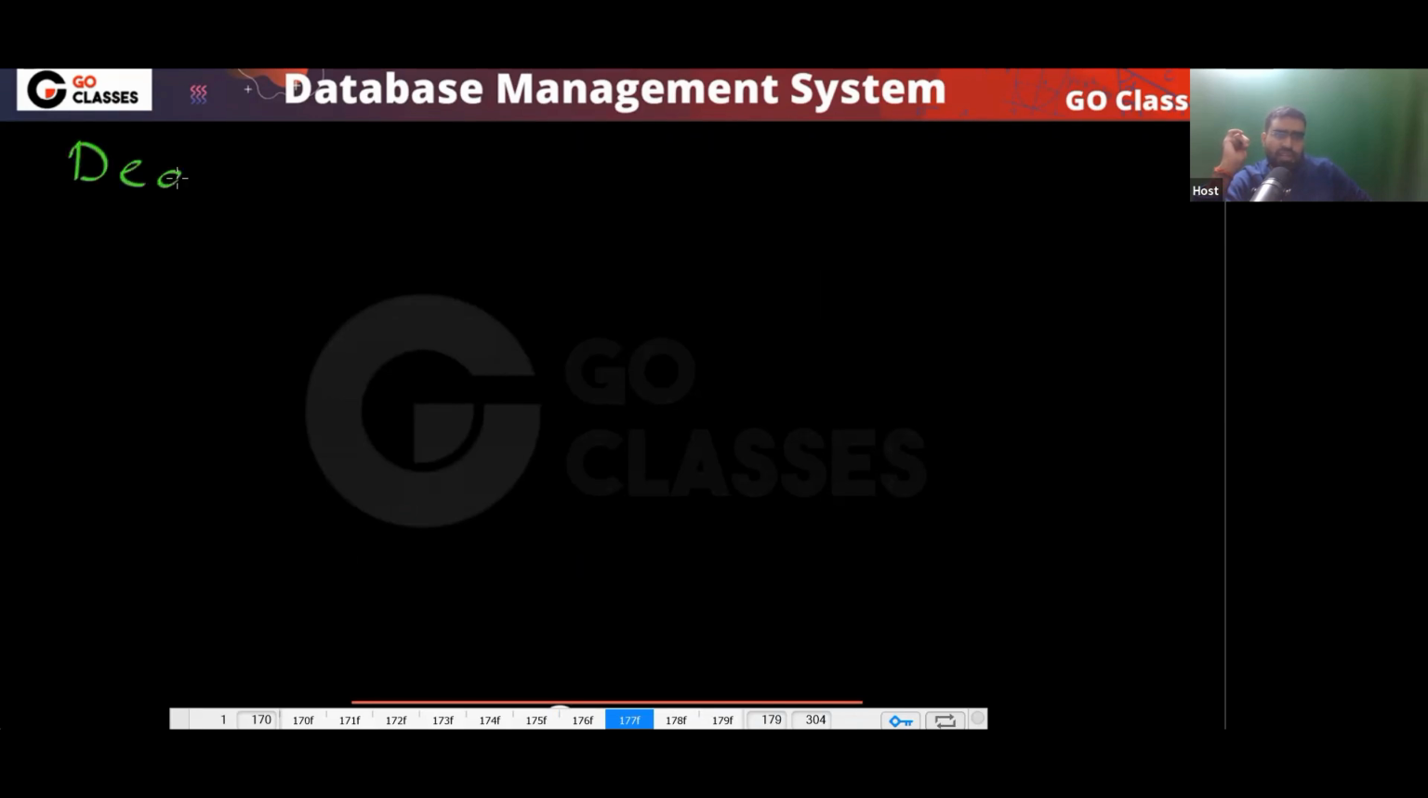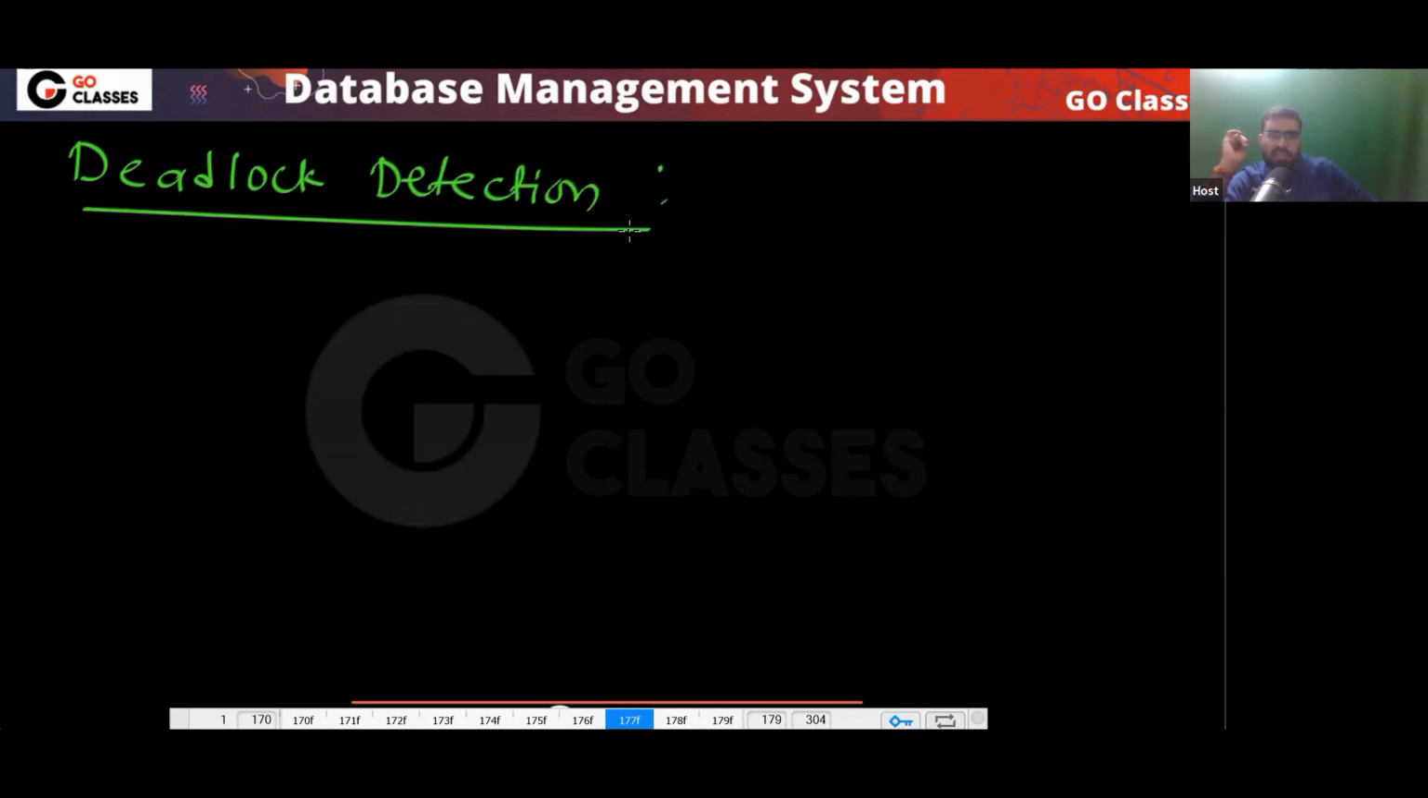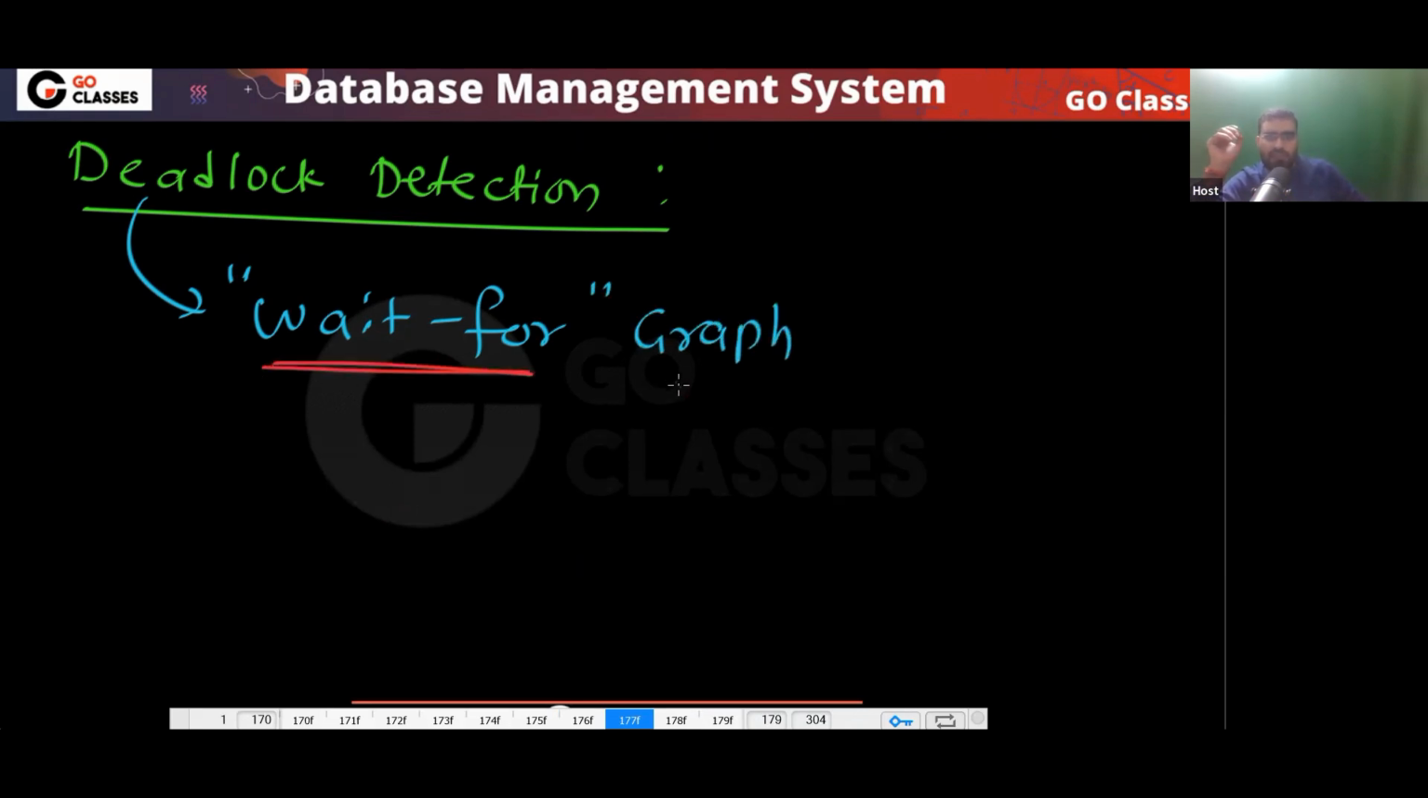So for deadlock detection, what do you do? Let me tell you. For this deadlock detection, we create a wait for graph. The name of this graph is wait for graph.